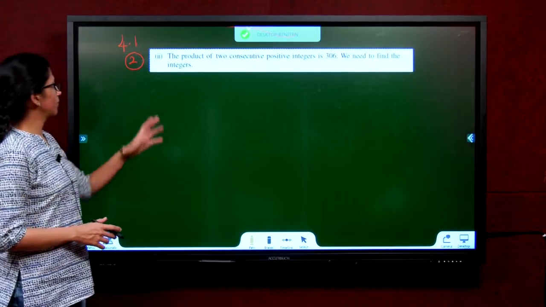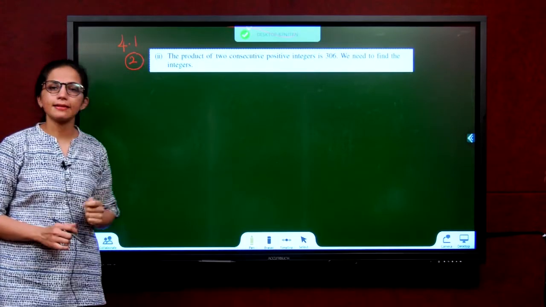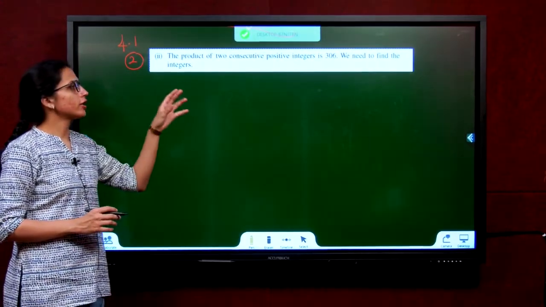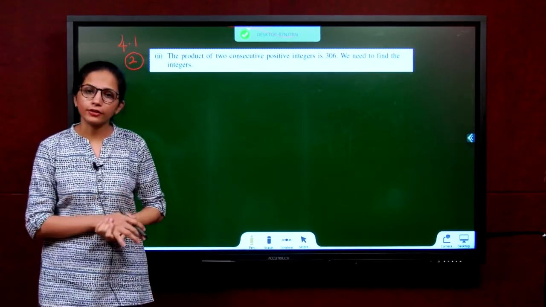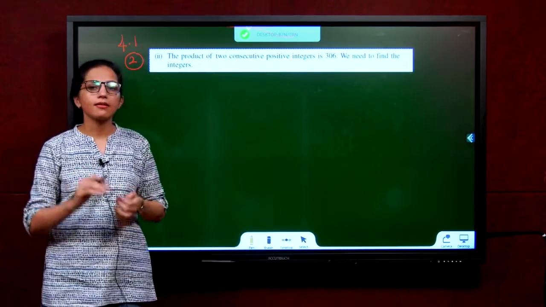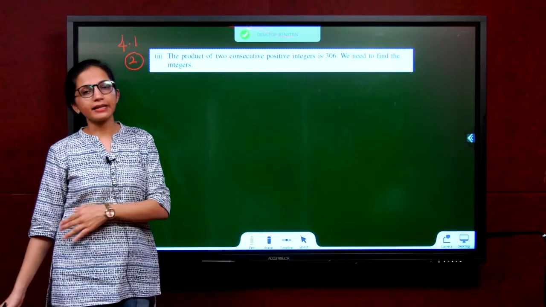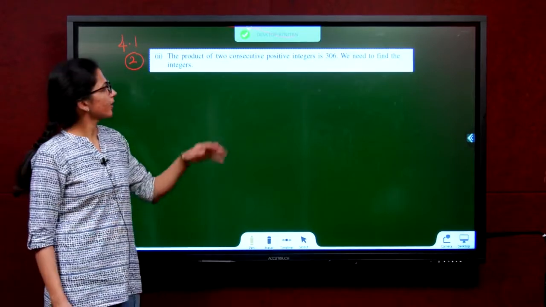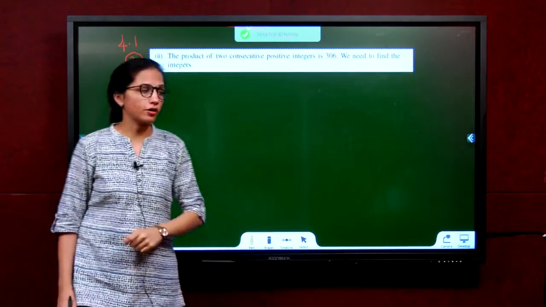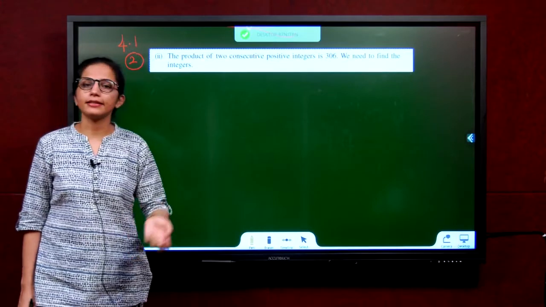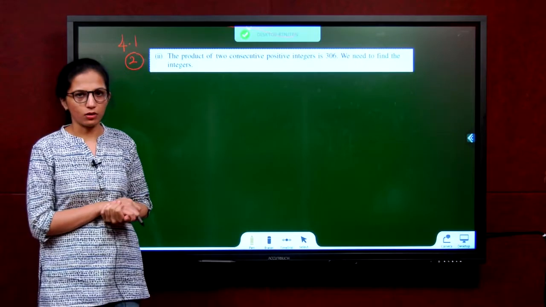Moving on to the next problem, we are doing 4.1, second question, in that second sub question. The product of two consecutive... What is the meaning of consecutive? Consecutive means one after the other. If I am standing here, the person standing behind me is the consecutive person. The product of two consecutive positive integers is 306. We need to find the integers. They have asked you to only represent it in the form of quadratic equation.